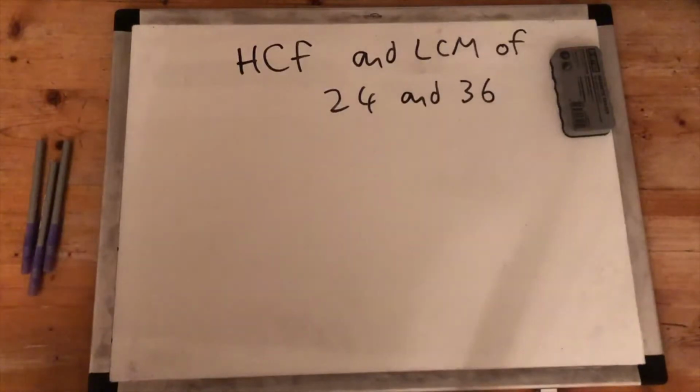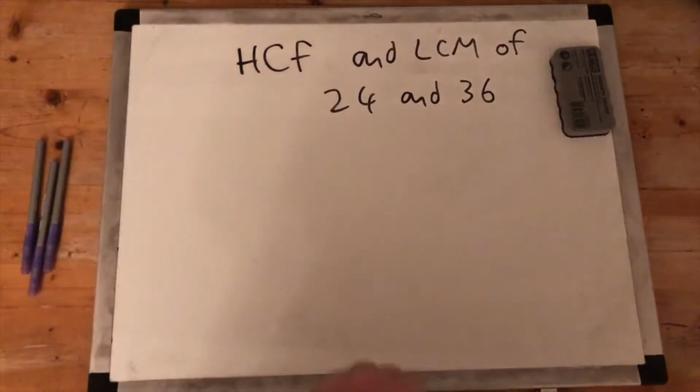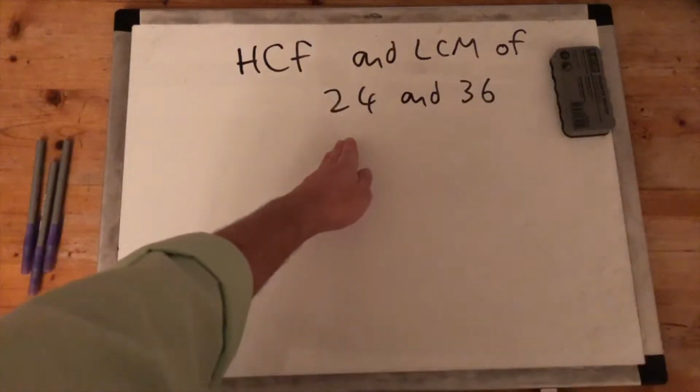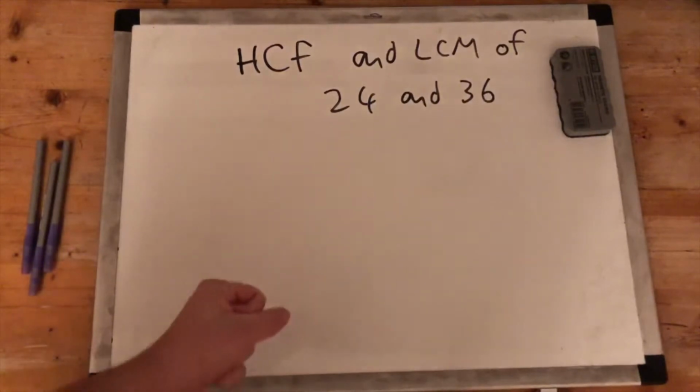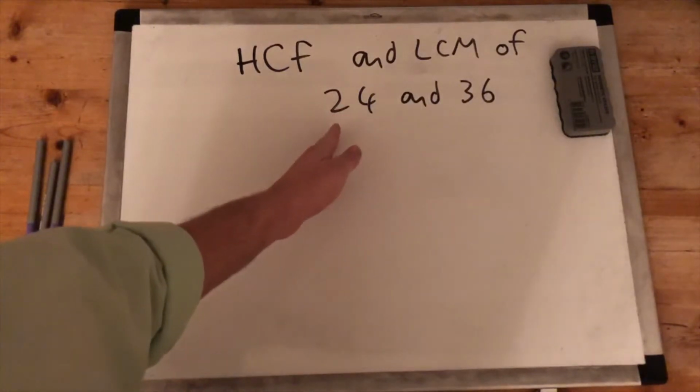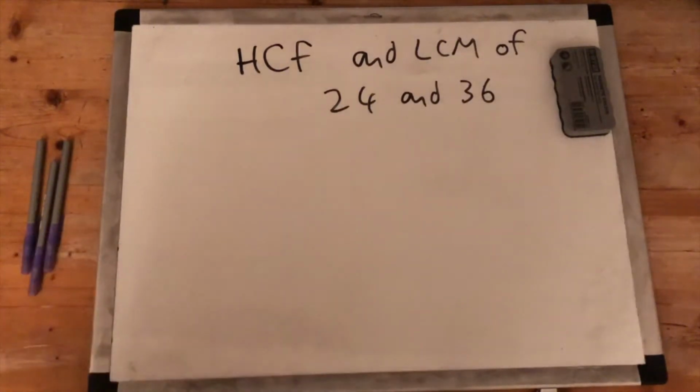Today we are covering HCF and LCM. HCF is highest common factor, LCM is lowest common multiple. So highest common factor, the biggest factor that both 24 and 36 have. Lowest common multiple, the smallest number that is a multiple of 24 and a multiple of 36.